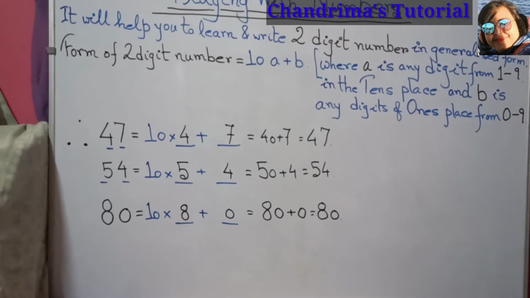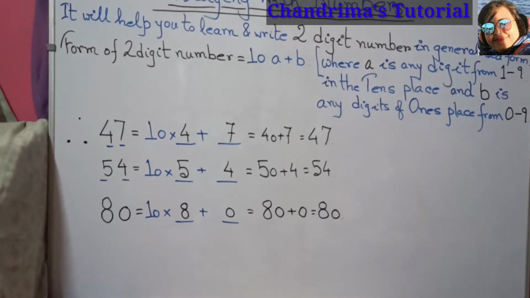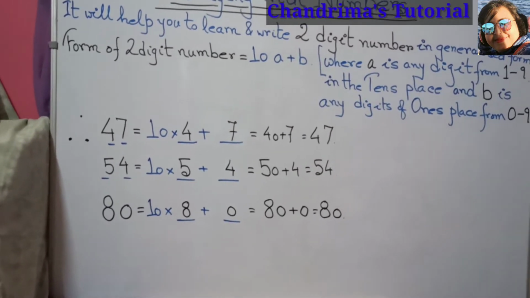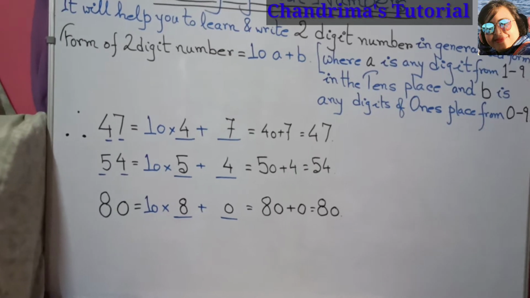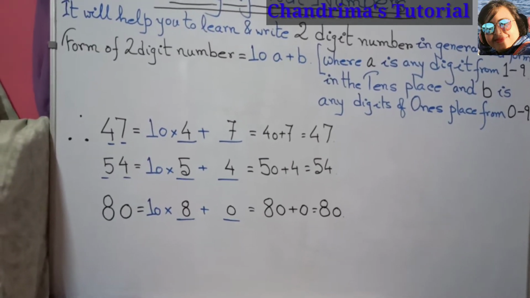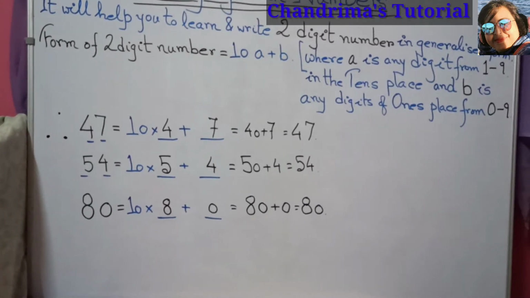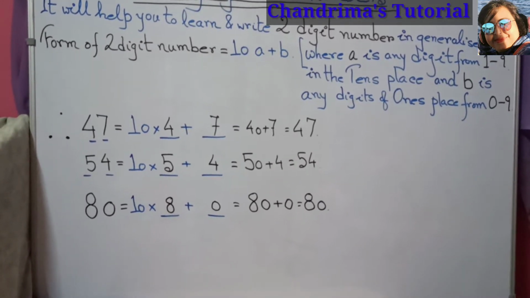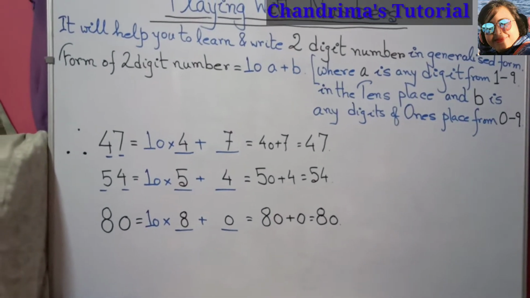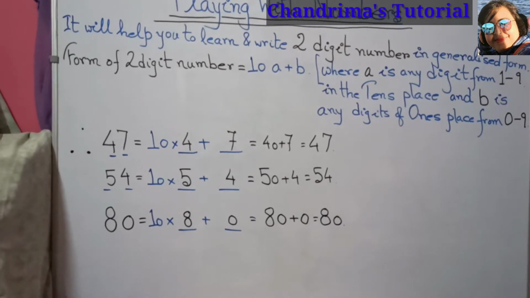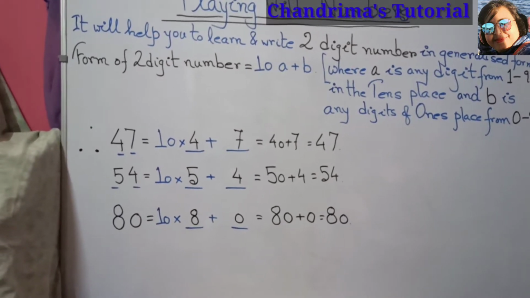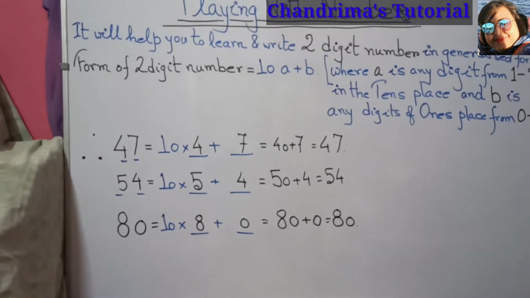Lastly, one more, see, 80 equals 10 into 8. Here a is 8, and what is our b? 0, since b is any digit of the ones place from 0 to 9. Have you seen in the formula? So in 80 the b is 0. So 10 into 8 plus 0, that means 80 plus 0, 80. Okay.